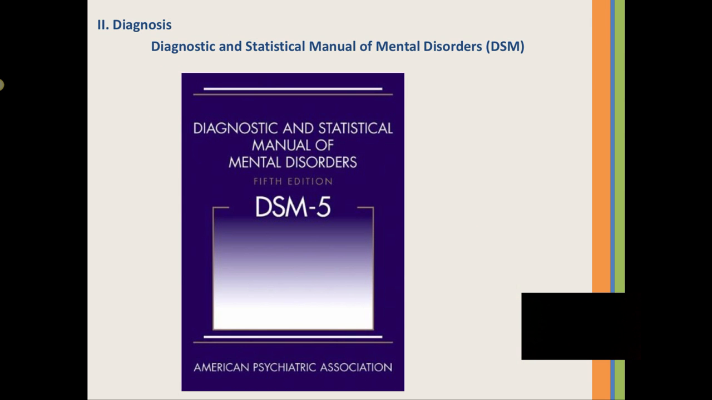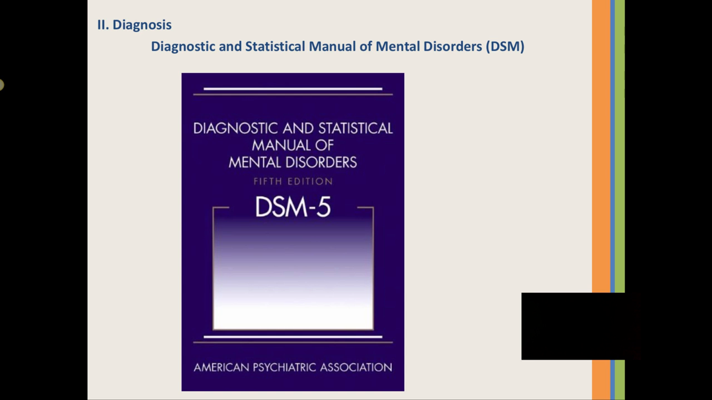Here's a little cover of the current DSM, which is the DSM-5. There have been many revisions over the years, starting back in the early 1900s. And one famous example of a major revision was that it wasn't that long ago that homosexuality was considered a mental disorder, surprisingly. And then it got revised and that was taken out.